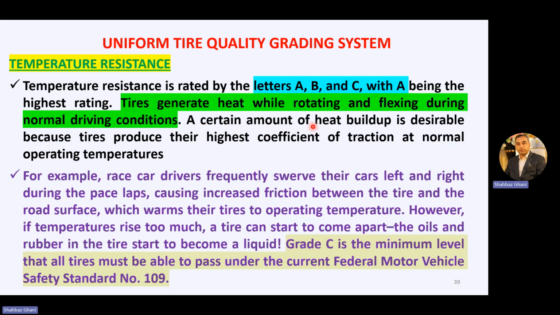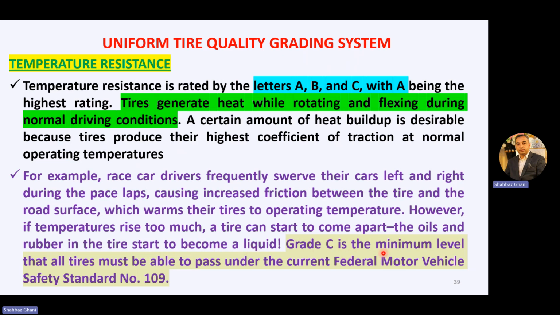A certain amount of heat buildup is desirable because tires produce their highest coefficient of traction at normal operating temperatures. For example, race car drivers frequently swerve their cars left and right during the pace laps, causing increased friction between the tire and the road surface, which warms their tires to operating temperature. However, if the temperature rises too much, a tire can start to come apart. The oil and the rubber in the tire start to become a liquid.